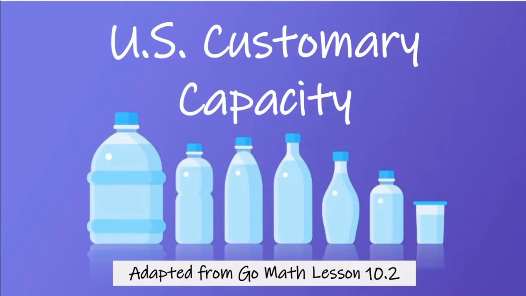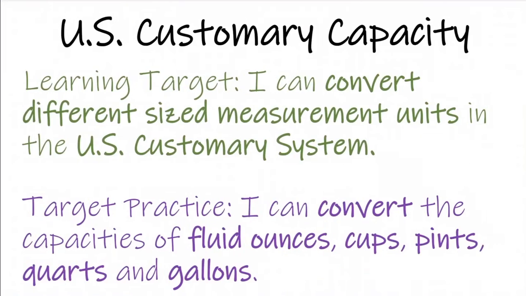Today we're going to be learning about the U.S. Customary Capacity. This is adapted from your Go Math Lesson 10.2. So our learning target is, I can convert different sized measurement units in the U.S. Customary System. Your target practice today is, I can convert the capacities of fluid ounces, cups, pints, quarts, and gallons.